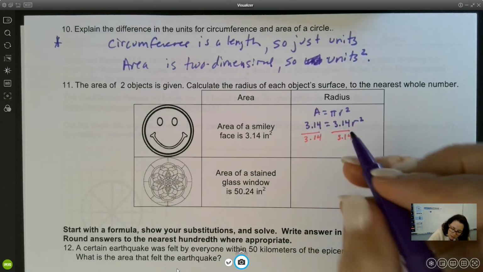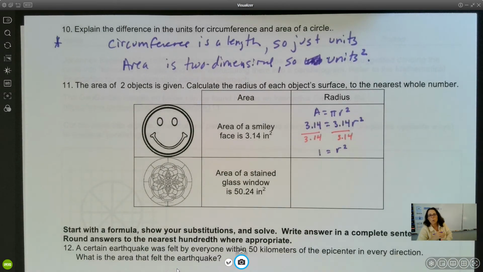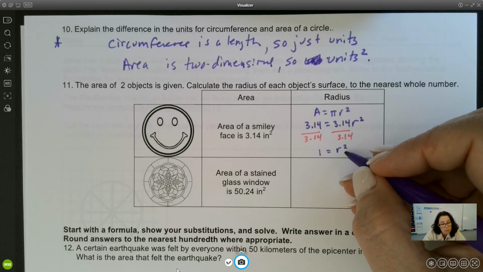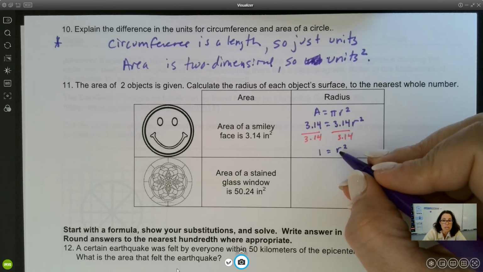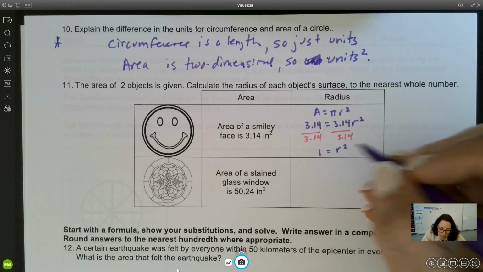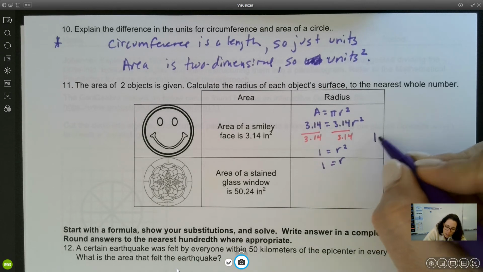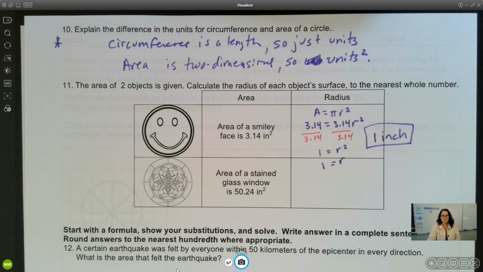And we get r squared equals 1. What times what is 1? Okay, we're taking a square root right now, which we haven't really even learned. But you guys understand that a number times itself is 1. That is 1. So 1 inch is the radius for this problem.